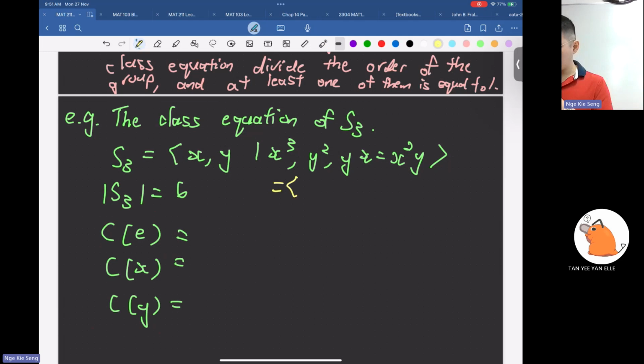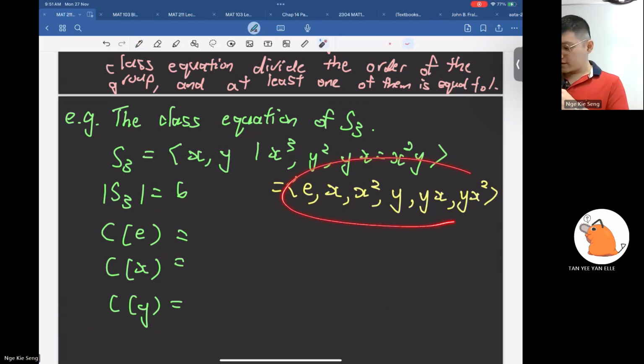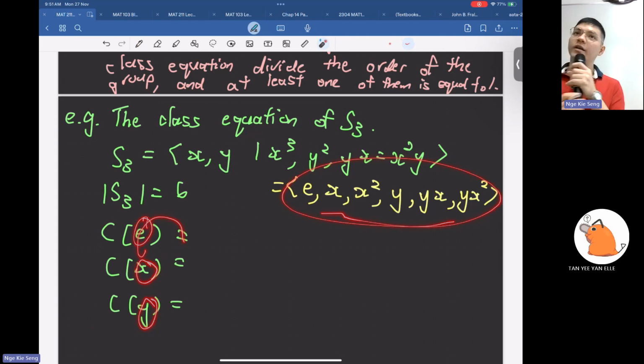Let's write it down. You have identity, x, x squared, y, yx, and so on. Use these 6 elements and try to conjugate with e, conjugate with x, conjugate with y. What do you get?